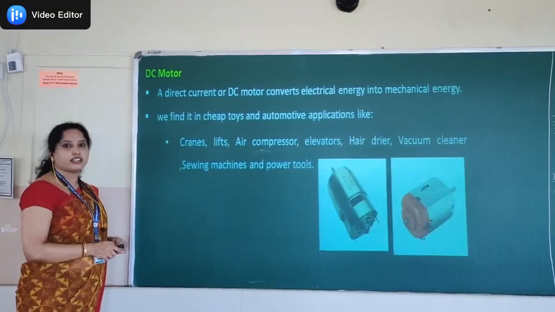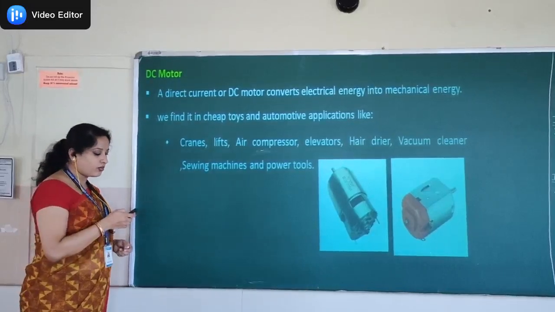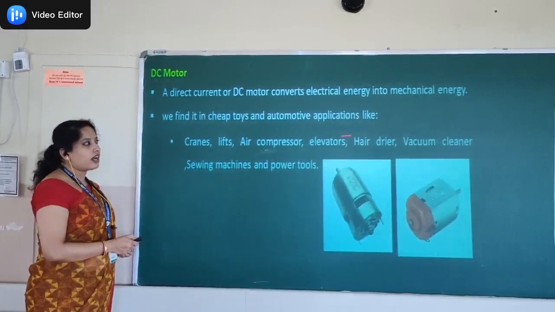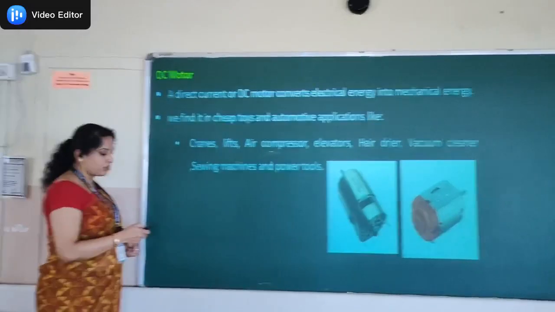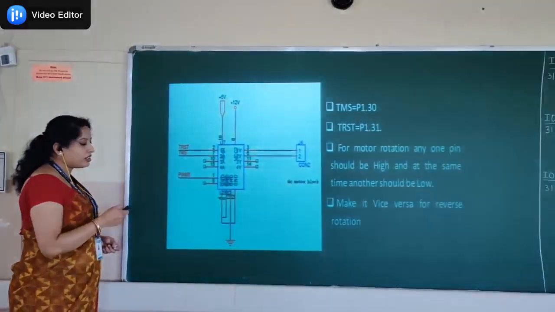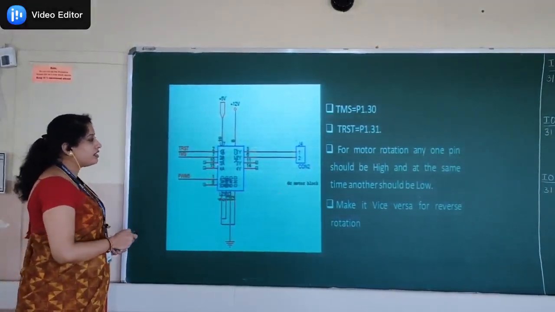We can find these DC motors in cheap toys, automotive applications like cranes, lifts, elevators, and hair dryers and so on. So this figure shows the DC motor. So this figure shows the block diagram of a DC motor.